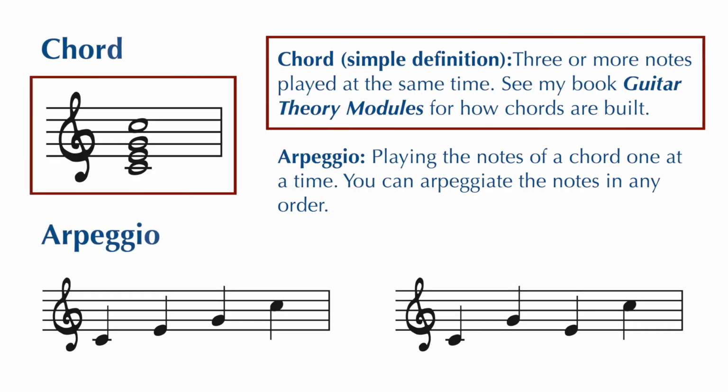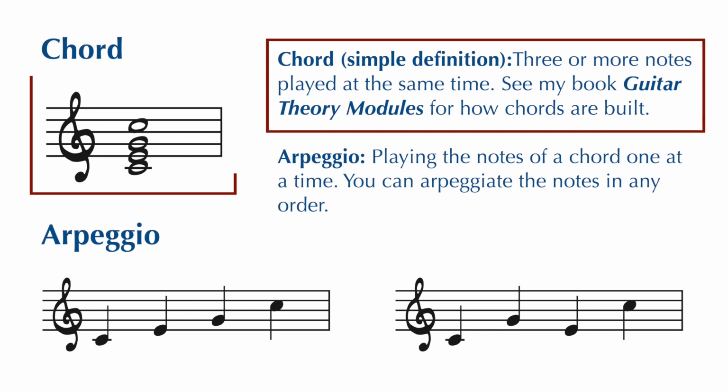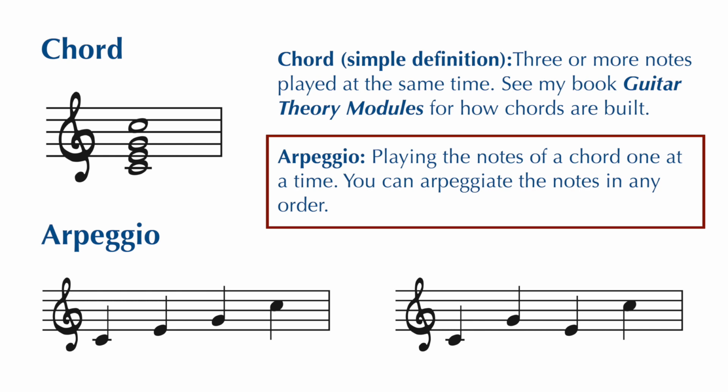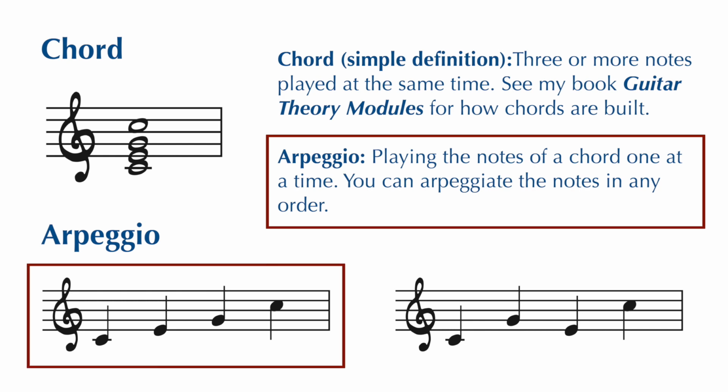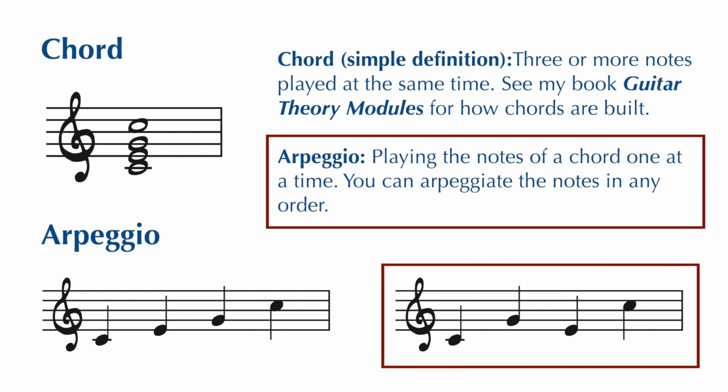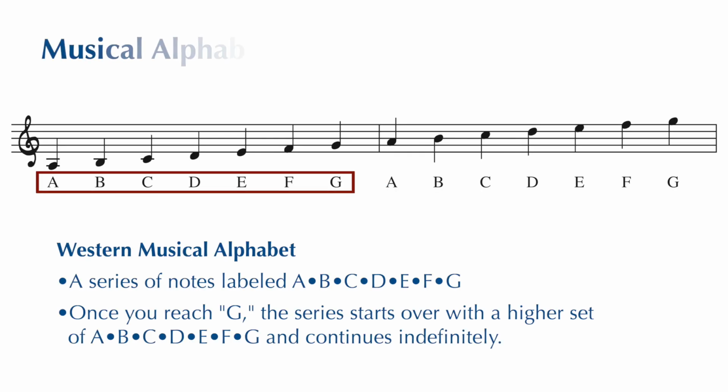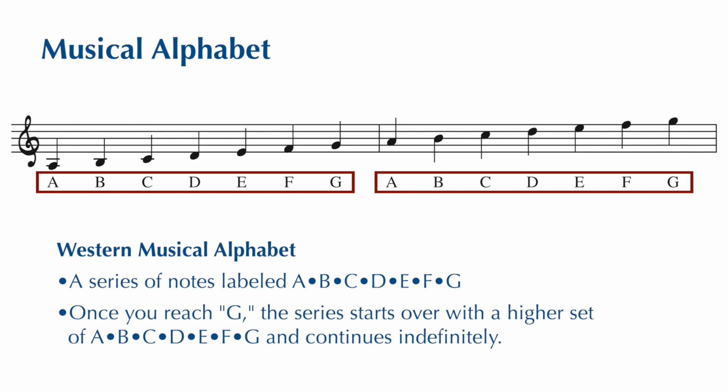A chord is three or more notes sounding at the same time. An arpeggio is playing the notes of a chord one at a time. It could be in order, or you could skip around. The Western musical alphabet goes A, B, C, D, E, F, G, and then it starts over with a higher set of A, B, C, D, E, F, G, and so forth.